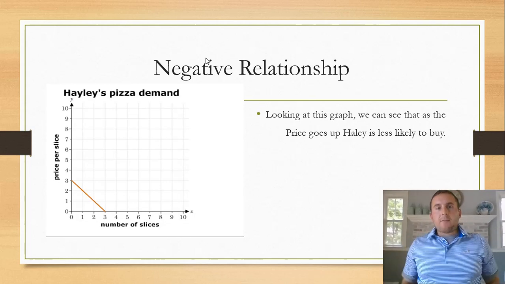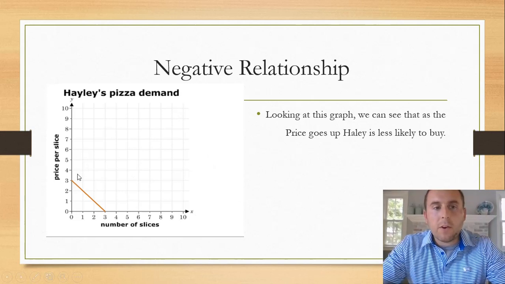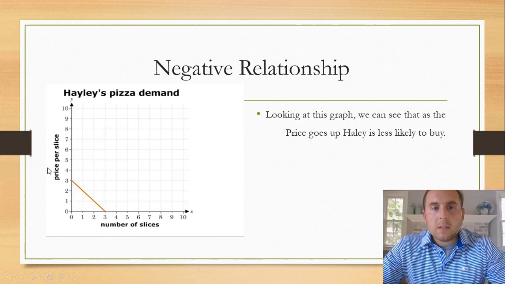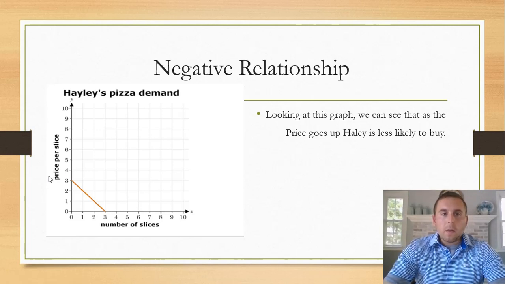So here's a graph, okay? This is what we call a negative relationship. If you look here, we have a supply and demand graph, and we have $3, the price per slice for Haley. This is an example right from your book. Haley is a college student, has to buy her books, has to pay for college, doesn't have a lot of money, and is looking to get the cheapest pizza that she can get, right?